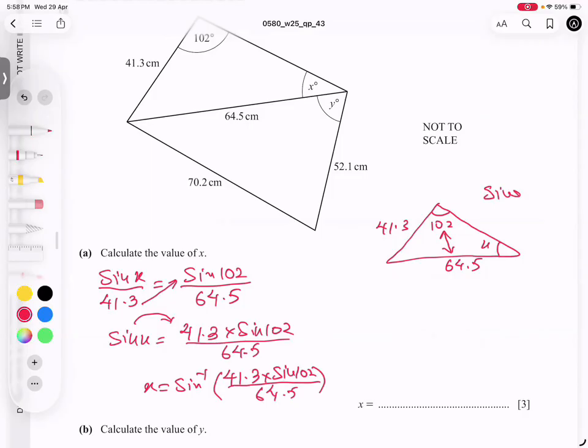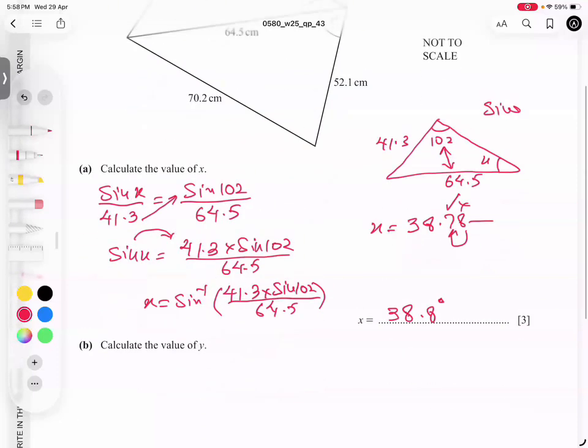If I type the whole thing in the calculator, we get 38.78 onwards, but I need a 3SF. Sorry, angle. Whenever an angle is concerned, we need 1 dp. So the answer comes to 38.8 degrees. So this part is clear.